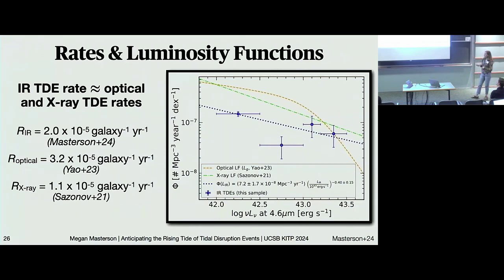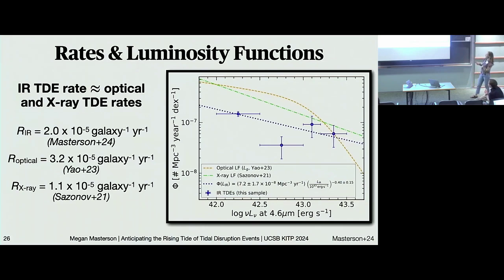The rates are very consistent with what's being found in the optical and the X-rays. So here is our luminosity function on the right here, with the purple showing you the infrared selected TDEs. And I'm comparing to the X-ray luminosity function from the Rosetta team in green and the optical luminosity function from Yuhan's 2023 paper in orange.